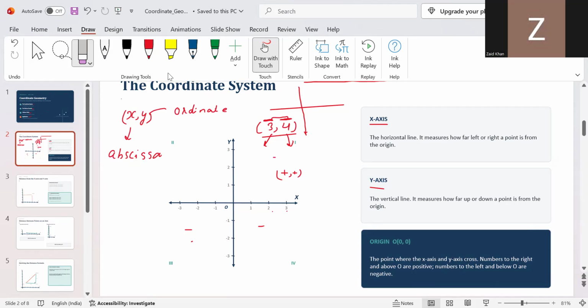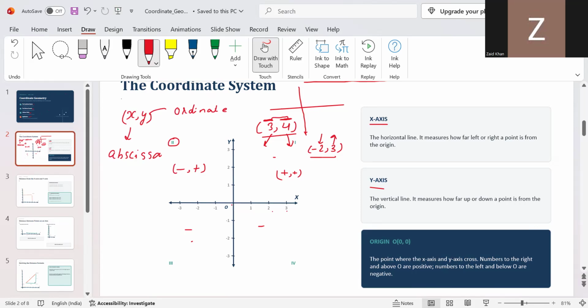Now you can easily guess yourself. In the second quadrant, what would be the signs? If you observe, in the second quadrant x is going towards the left, so x will be negative, and y is going in the positive direction, so y will be positive. So minus 2 comma 3, in which quadrant does it lie? x is negative and y is positive, so this is in the second quadrant.